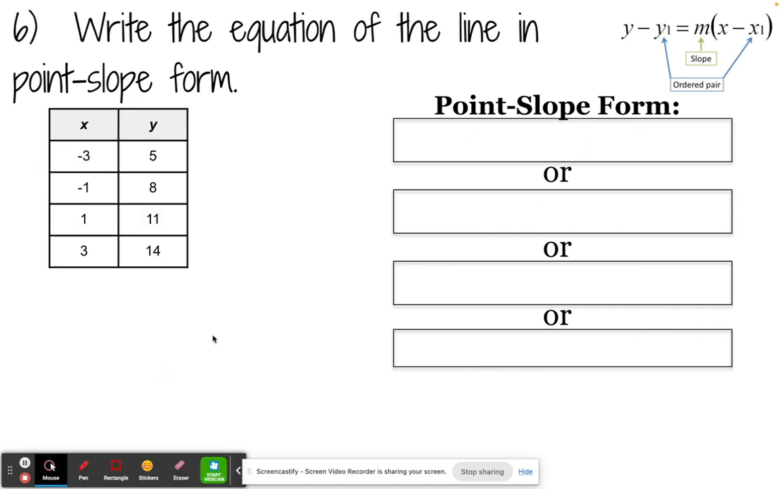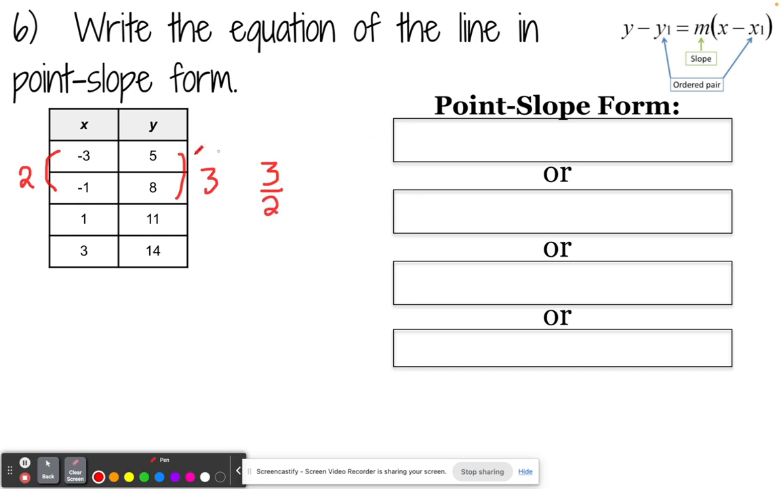Okay, my next example, I have another table. My y is changing by 3. My x is changing by 2. Both are getting bigger, both positive. So my slope is 3/2.